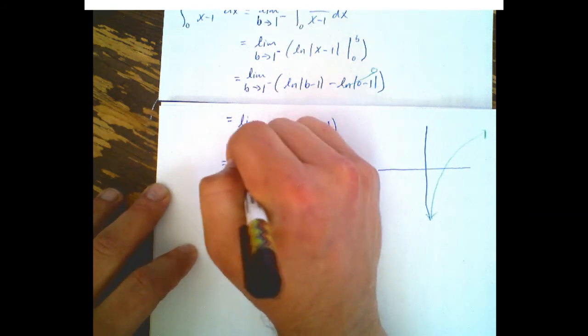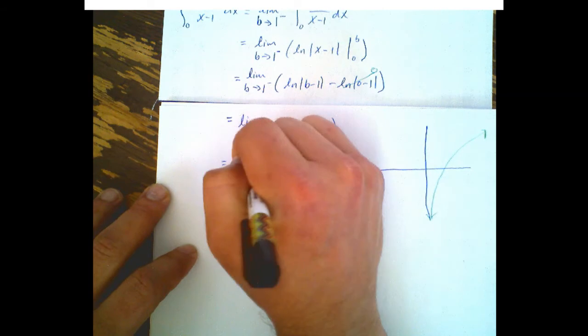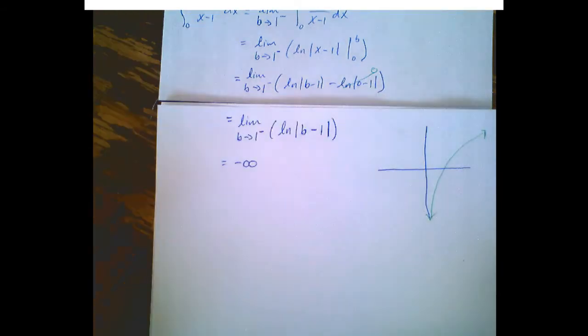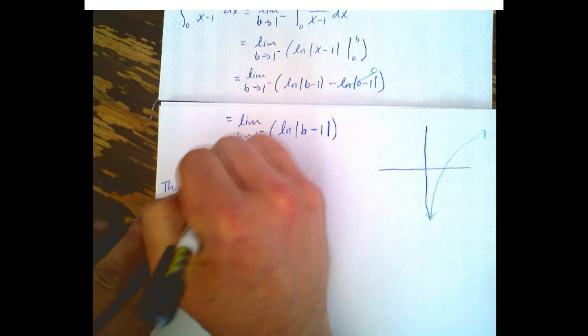So let's consider the graph of the natural log. Graph of natural log function looks like this, right? So as we approach 0, what do we get? Negative, right? Negative infinity. Right. Therefore, this integral diverges.